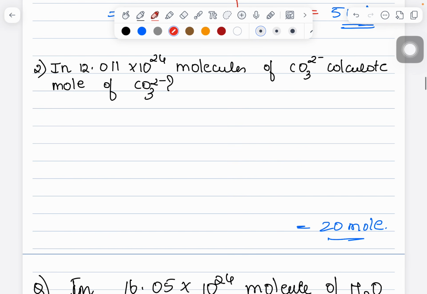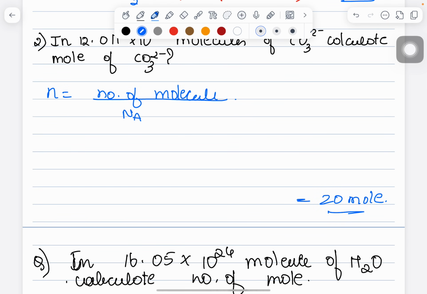Let's see one more question, based on ions, that is an ionic species, the carbonate ion. In 12.11 × 10^24 molecules of CO3 2-, calculate moles. Same formula, that is n is equal to number of molecules divided by Na. What is the number of molecules here?